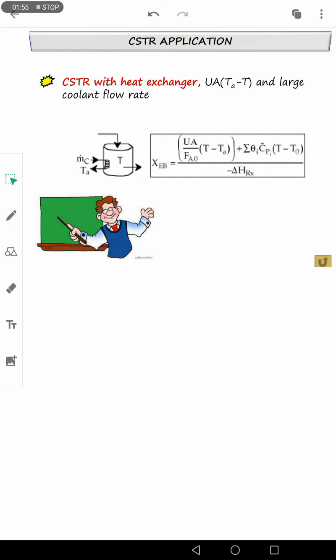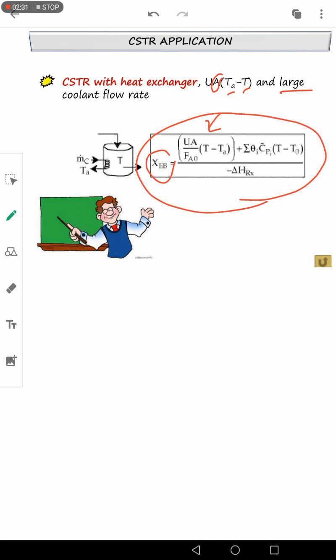So kalau nak masukkan energy balance dalam CSTR, kita perlu masukkan the equation of specific heat transfer and also the area, coolant punya temperature, reactor punya temperature, and if the flow rate of the coolant is very large, so the X of energy balance can be simplified into this equation only. Okay, simple.